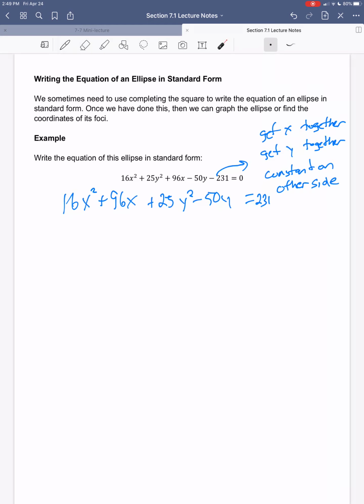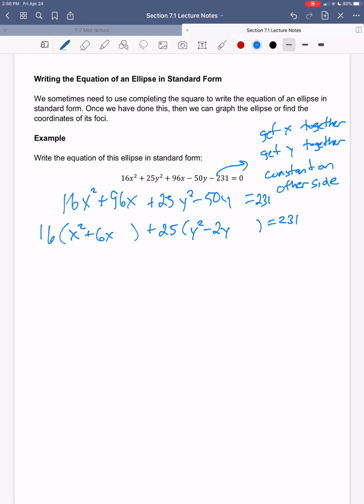Whatever's in front of the x squared, we're going to factor that out from the x stuff. So I'm going to take out a 16 from everything here having to do with x. So 16 divided by 16 is 1, so I would just get x squared. If we take 96 divided by 16, I get 6, so that would be a 6x. For the y's, I take out the 25, and I get y squared minus 2y. It equals 231. Now, I'll have something to say about that in a second, okay?